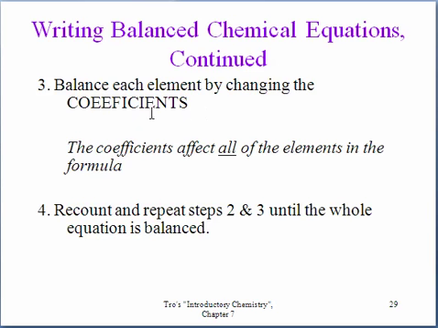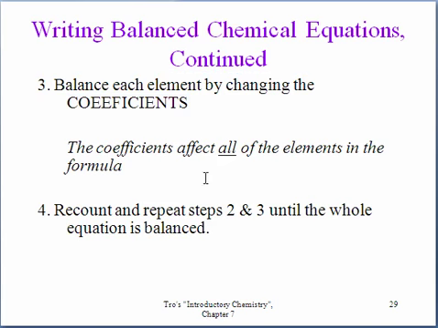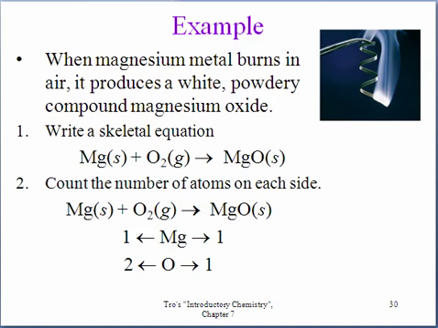Now remember, we're going to balance each element by changing the coefficients in front of the compounds in which that element exists. The coefficients affect all the elements in the formula. And when we change the coefficient, we may unbalance some other elements. So we have to go back and forth until the whole equation is balanced. So let's look at this example.